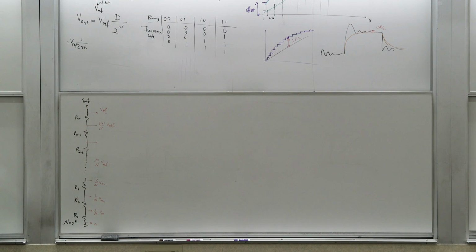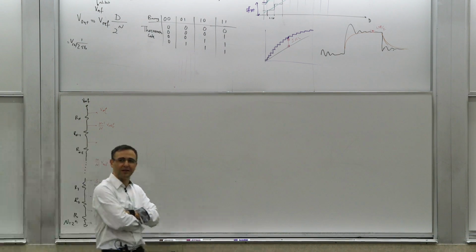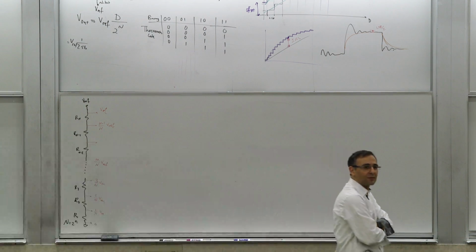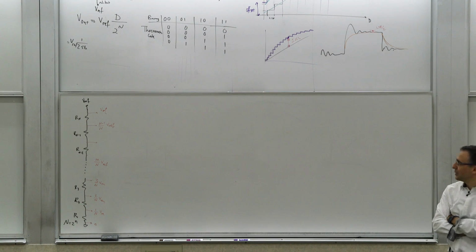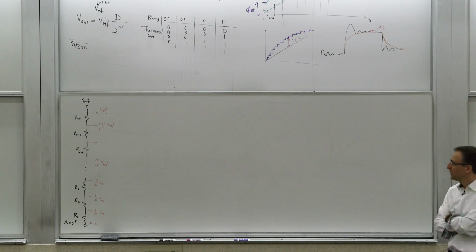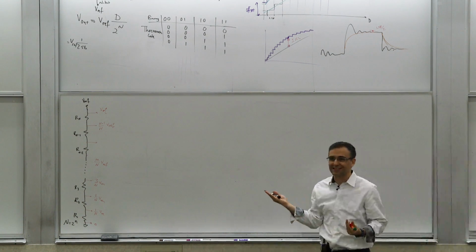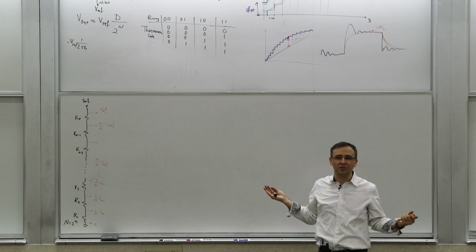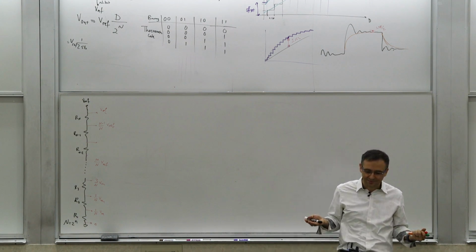You don't make 16-bit D2As like this, and if you were to make it, it won't work well that way. But anyway, you would need 2 to the 16, 65,000 resistors, to do it this way. But now we don't have a D2A yet, right? We have a bunch of voltages. How do we make it a D2A?